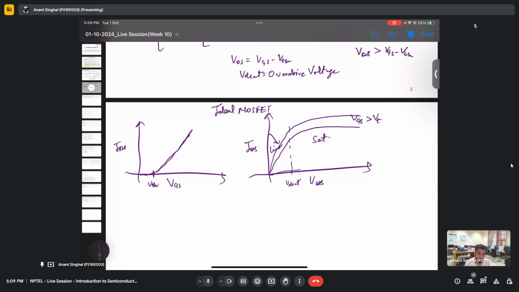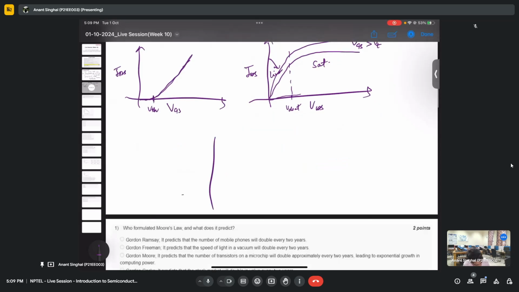And that slope actually varies as VG increases, right? The slope is steeper for higher VGS. Maybe what you're trying to say is that this is steeper for a higher VG and lesser for a smaller VG, something like this. Yes. Why could it be so? What could be the physics behind that?